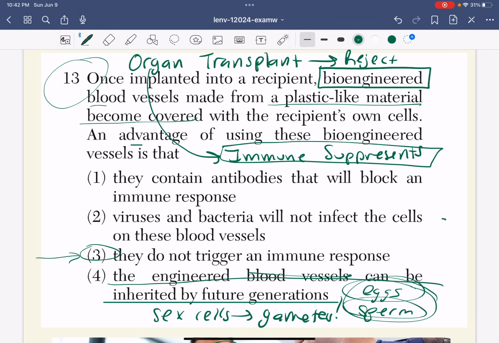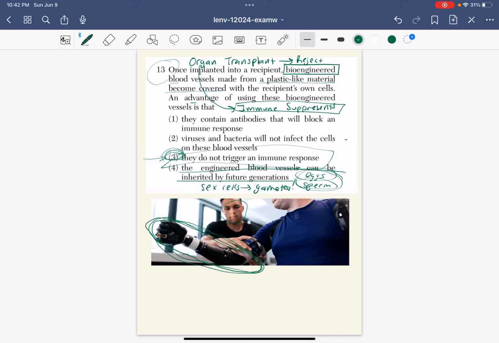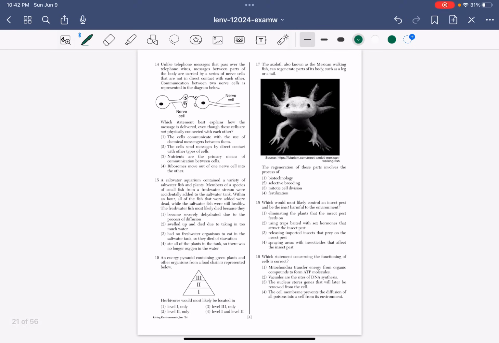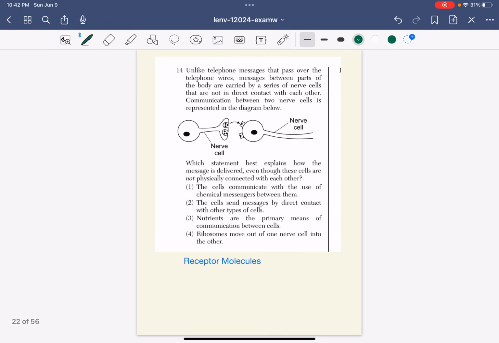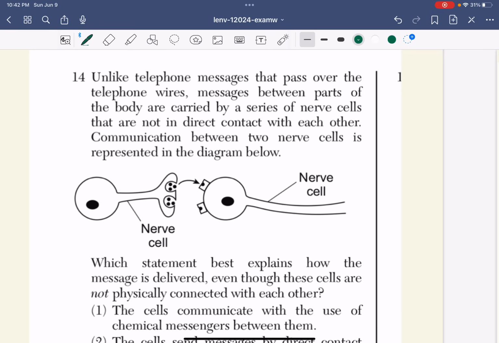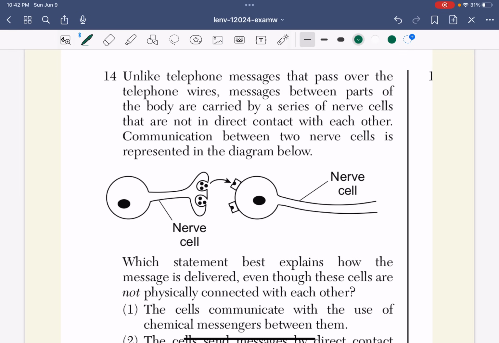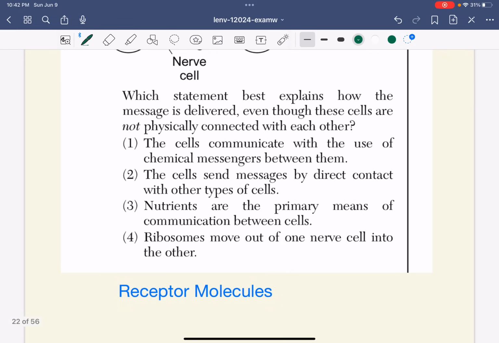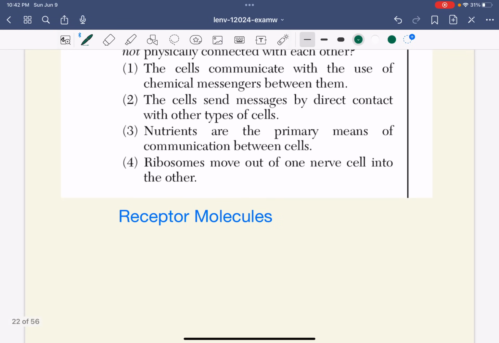So for 13, the best answer was number 3. It does not trigger an immune response. Okay, let's move on. So we're now on page 4 of the January 2024 exam. Let's take a look at number 14. This is a very important topic that you also need to know. Again, take notes if you need to. Start making some flashcards for these vocabulary words.